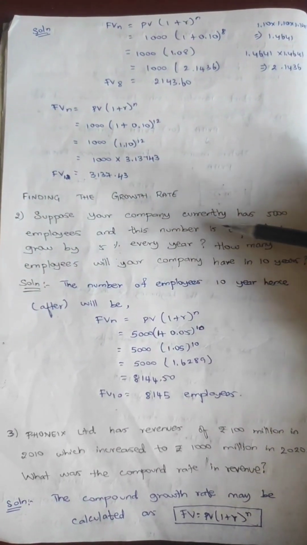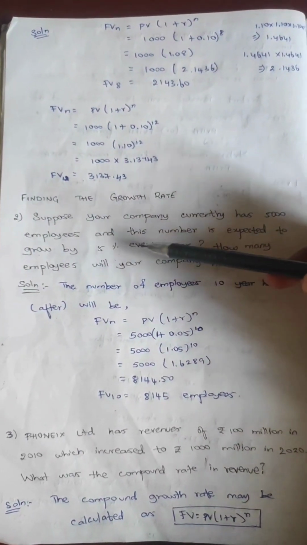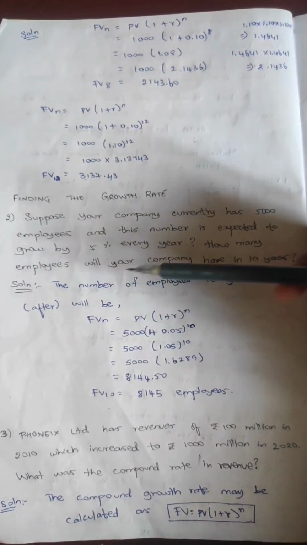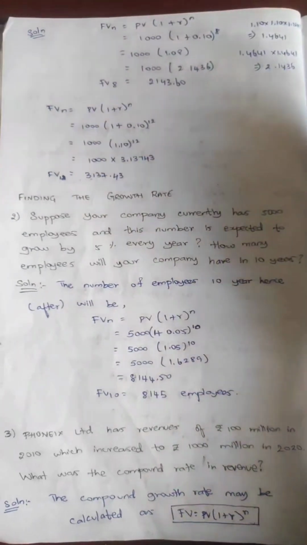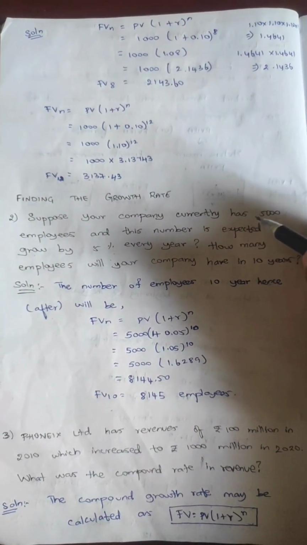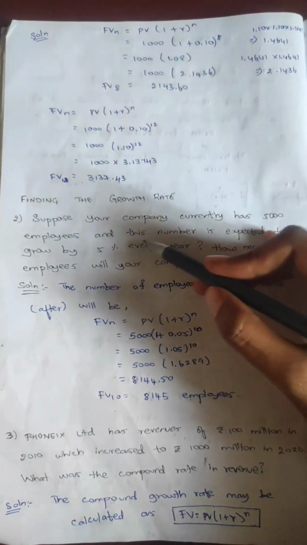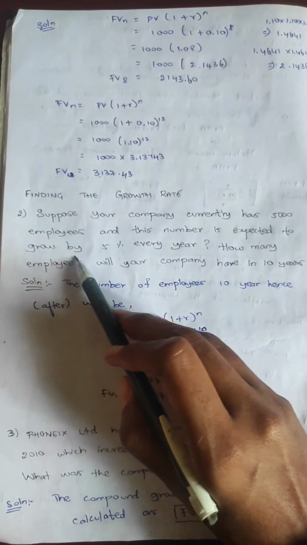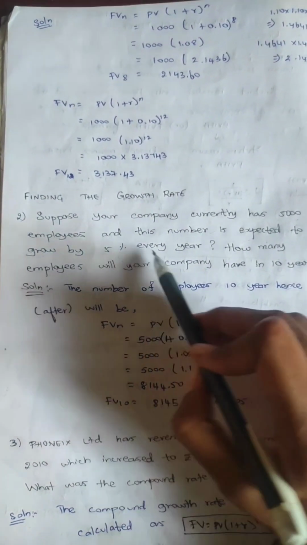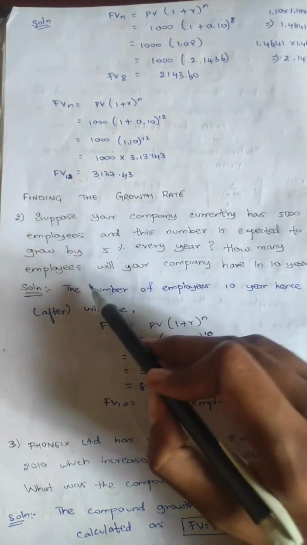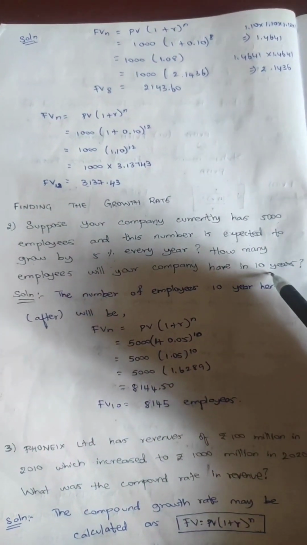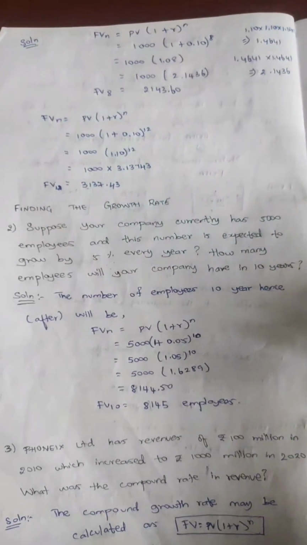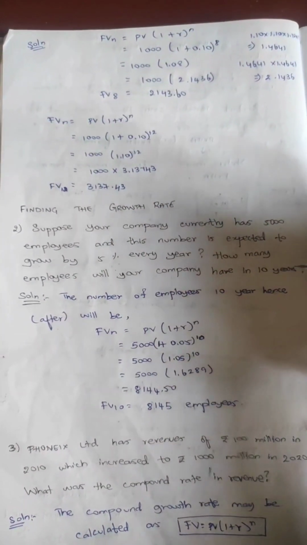Suppose your company currently has 5,000 employees and this number is expected to grow by 5% every year. How many employees will your company have in 10 years? So it is clear that 5,000 employees is the present data and the expected growth rate is 5% every year. They asked how many employees there will be in the next 10 years, so this is the future value concept.